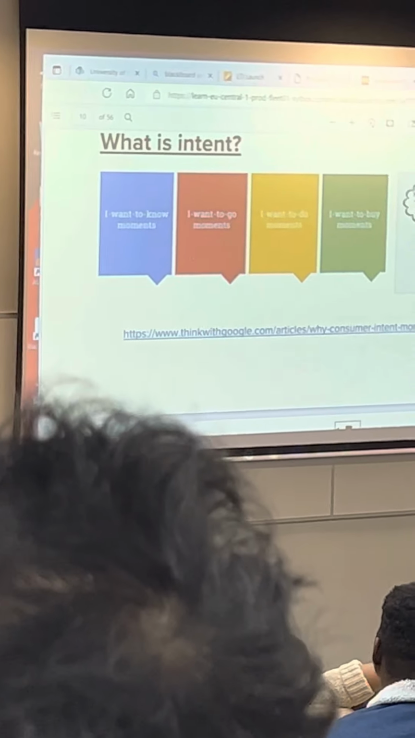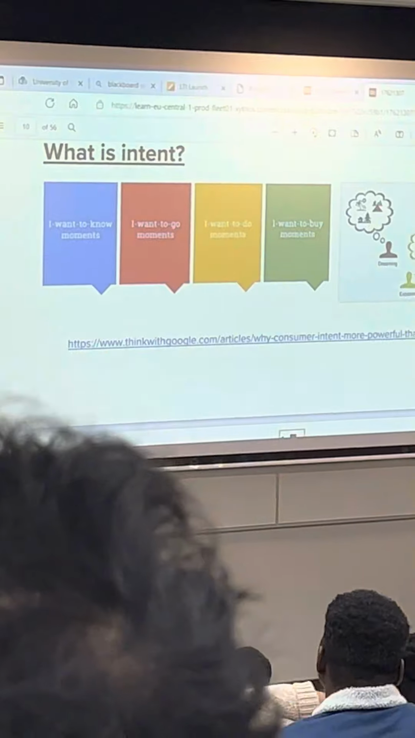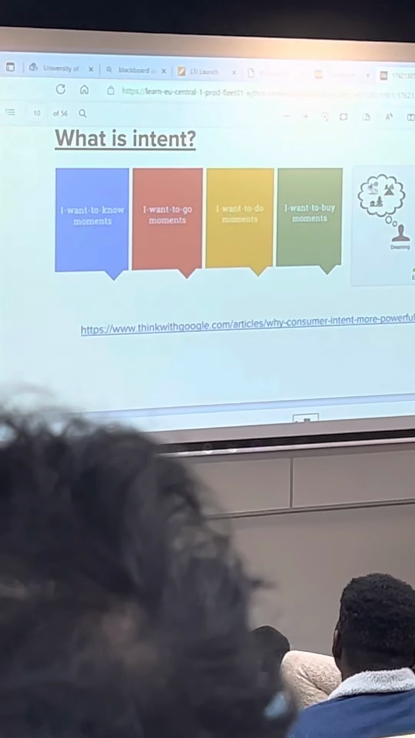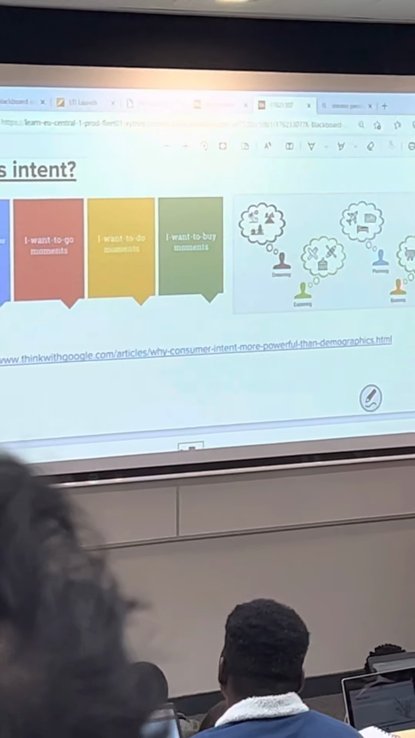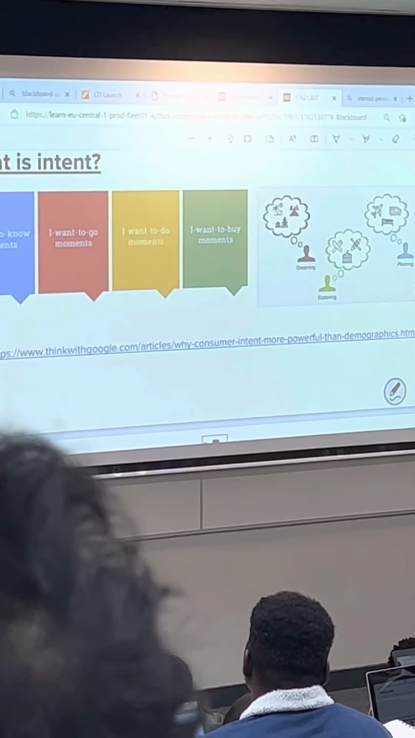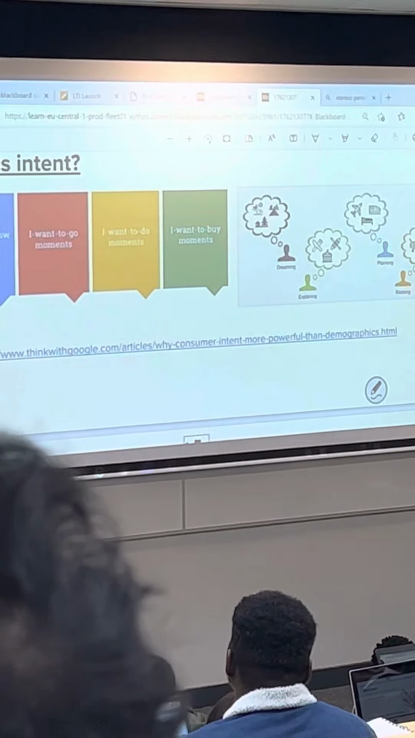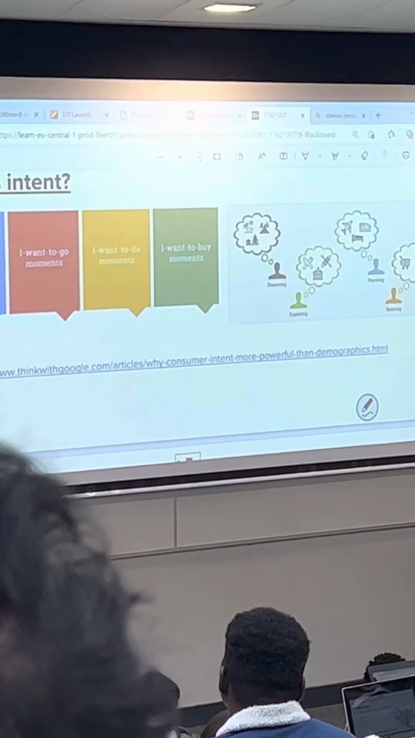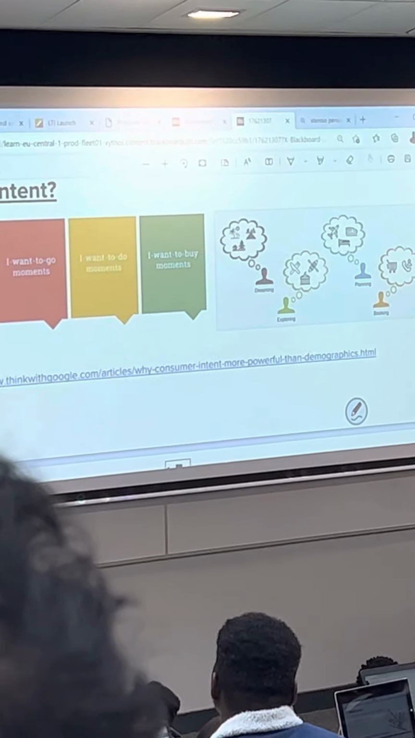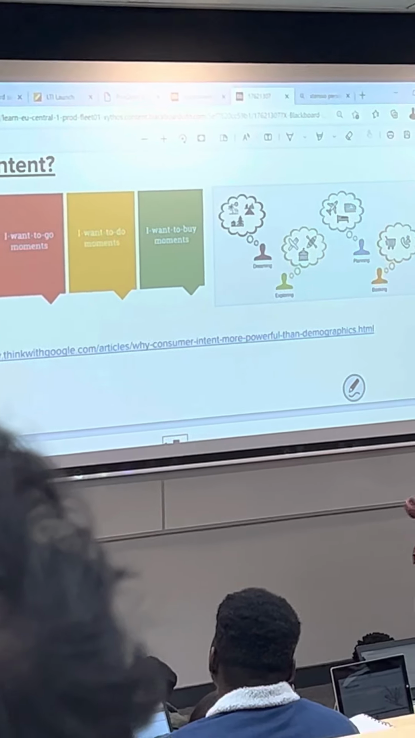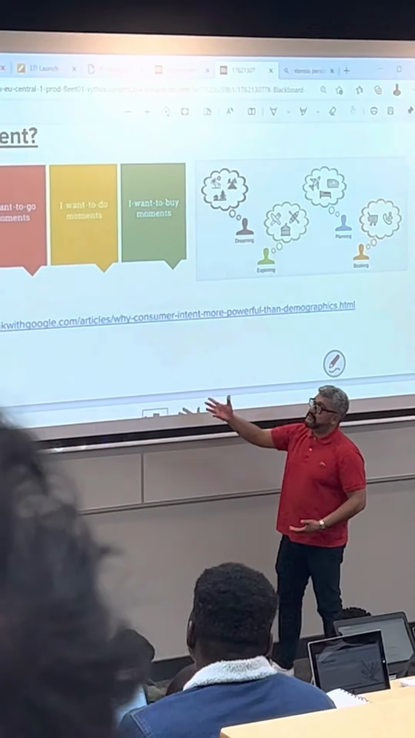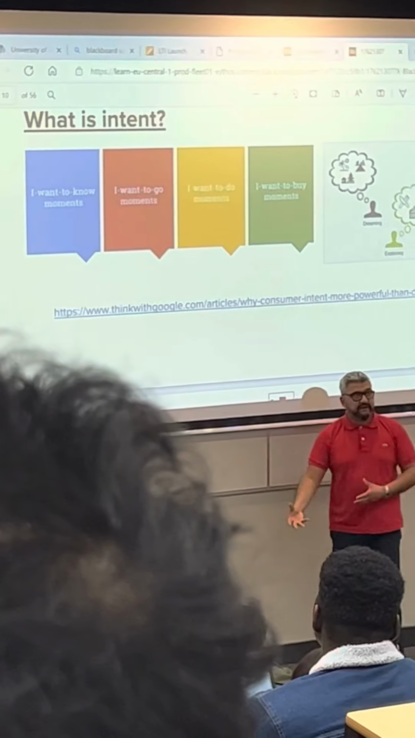Often when people are searching, they have I want to know, I want to go, I want to do, I want to buy moments. Sometimes it's easy just to think about what we would do. When do we actually search? When do we pull our phone out and do a search for something? When the need arises. So what's the need of the target audience?